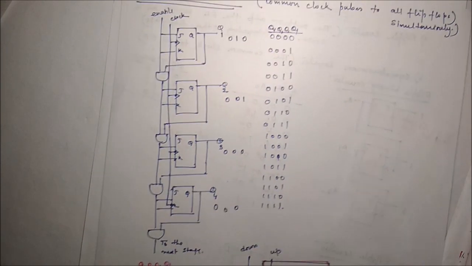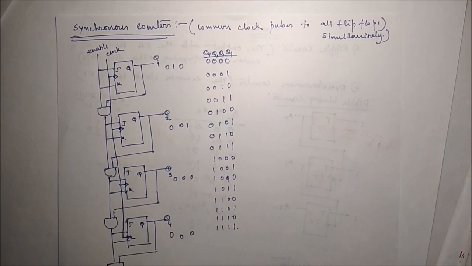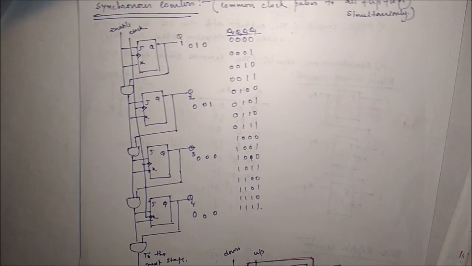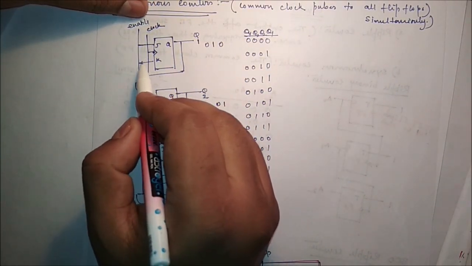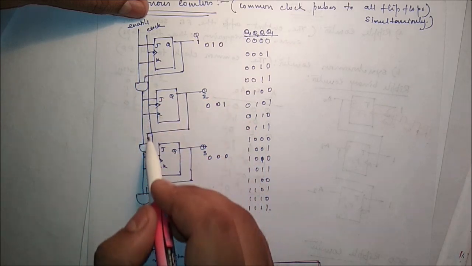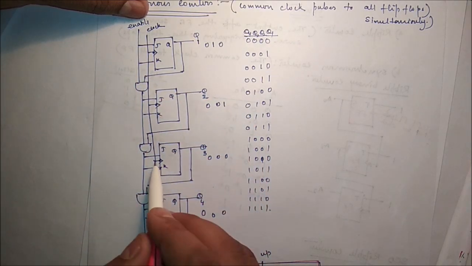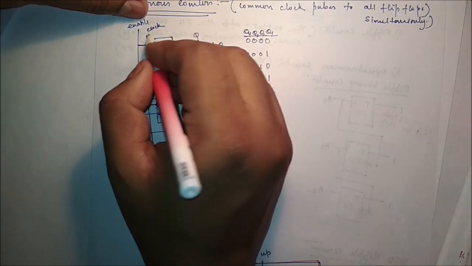Next we'll talk about the synchronous counter. But what is a synchronous counter? In a synchronous counter, the clock pulse goes to all flip-flops simultaneously. So a common clock pulse means what? Here you can see the J, and here we apply the common clock pulse to all circuits. So it's a common clock pulse. Clear?